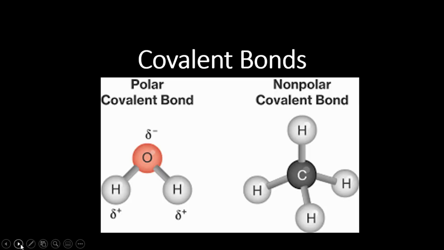So, today we are talking more about covalent bonds. We're going to talk about the difference between a polar covalent bond and a nonpolar covalent bond. Now, if you remember, covalent bonds are with nonmetals and they share electrons. But sometimes those electrons are not shared equally, and that's why we have polar bonds and nonpolar bonds. So let's talk a little more about that.